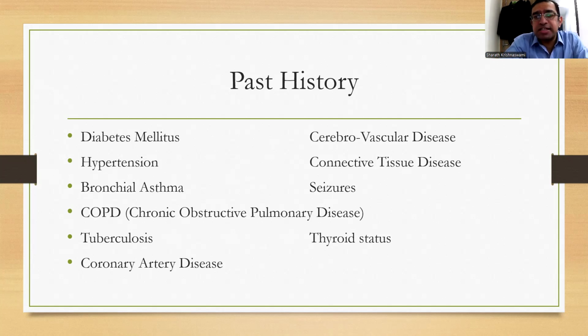A cerebrovascular disease is nothing but a stroke. So, if a patient has had a stroke in the past, we'd have to know whether there is any weakness on the right side or the left side of the body, whether the patient can do certain things or not, and whether the patient is on blood thinners for the stroke that the patient has had in the past.